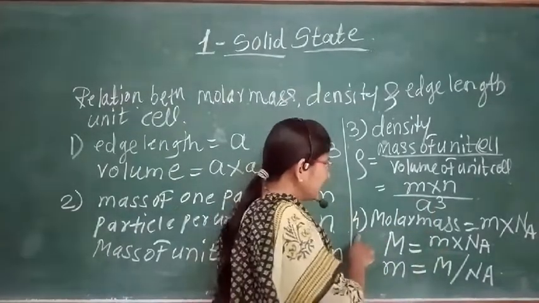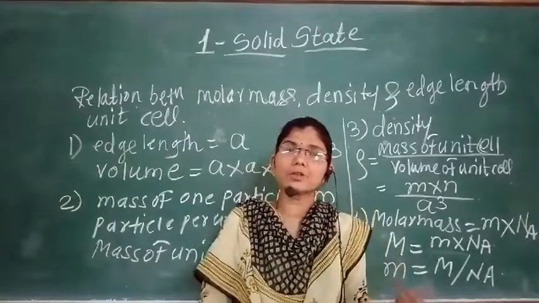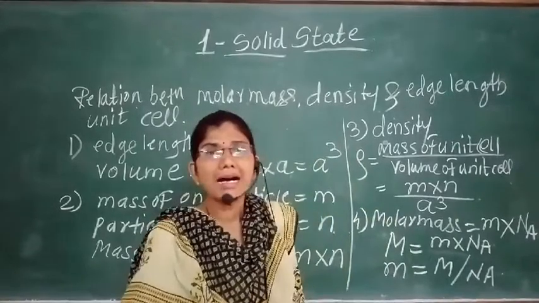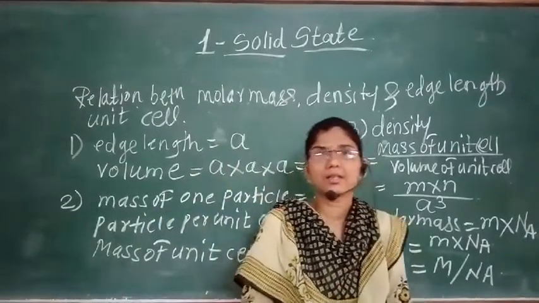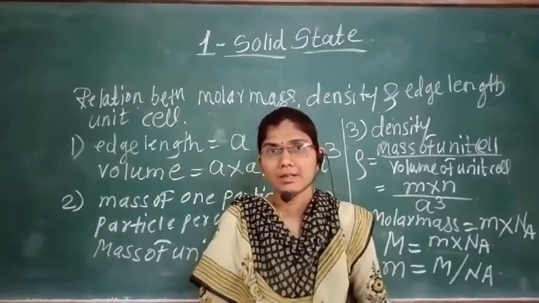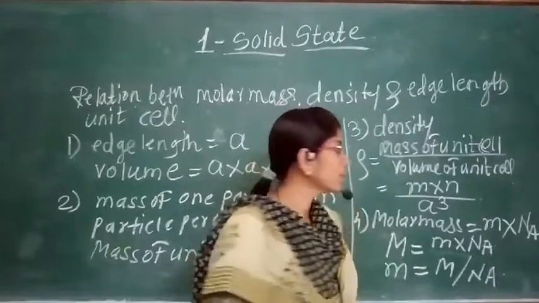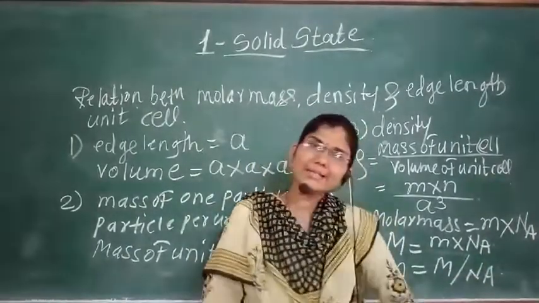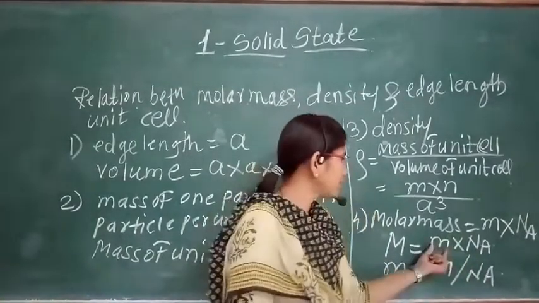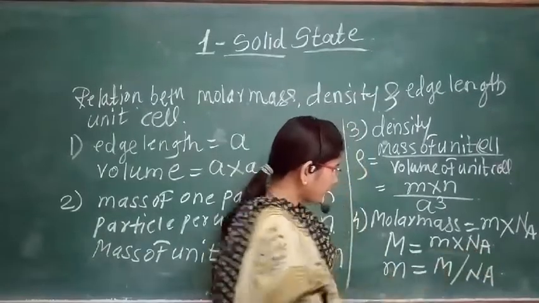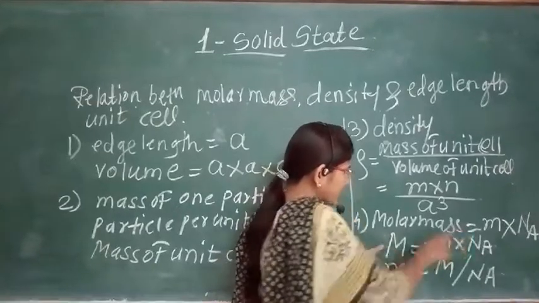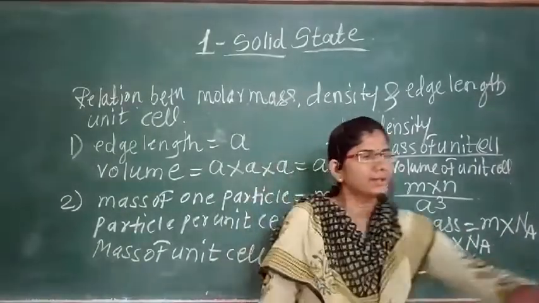Next we come to our mole concept. Molar mass means the mass of an atom per mole. But 1 mole has Avogadro's number of particles, and the mass of 1 particle is m, and therefore the total molar mass is equal to m into n. Therefore small m, the mass of 1 particle, is equal to molar mass divided by Avogadro's number.